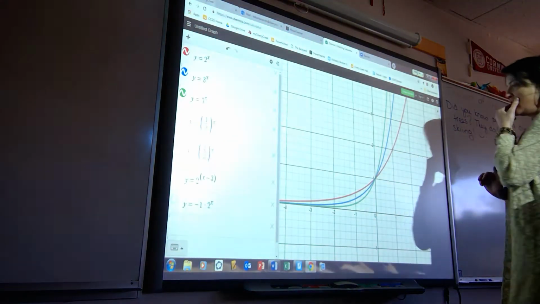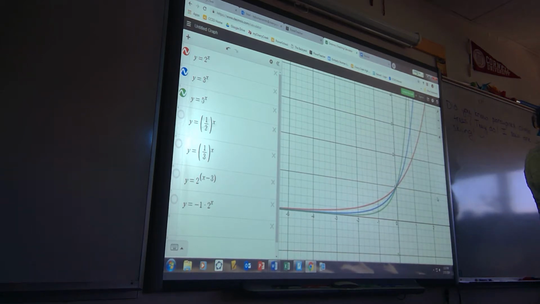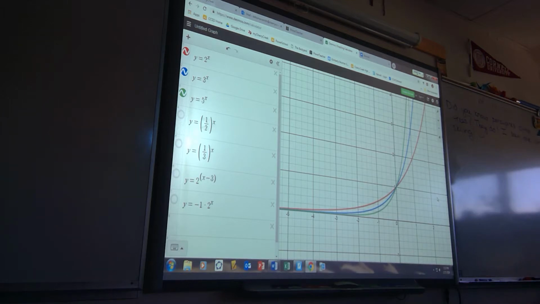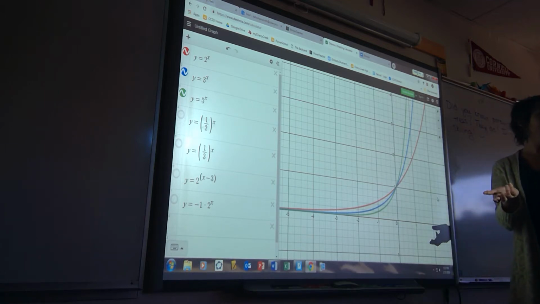Up here on the board, I have 3 different versions of an exponential growth curve. Show of hands, how many of you have seen this curve before? Awesome. Okay, so similarities and differences of these curves. What do they have in common?